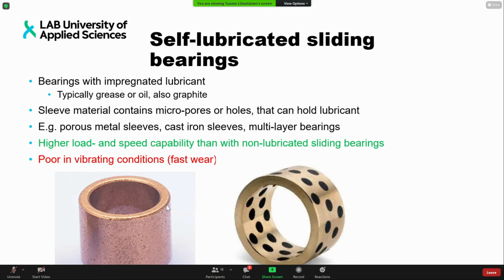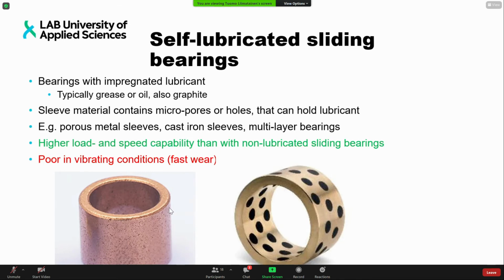And therefore, the materials that we use are usually ones that naturally contain some pores where the lubricant can be stored, like cast iron and other metals that can have a porous structure.